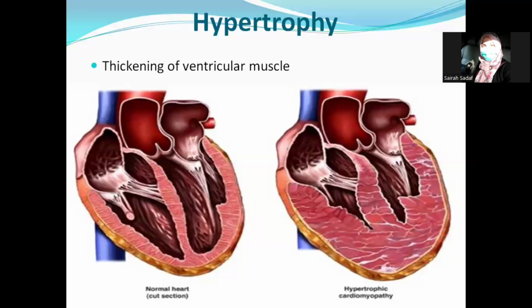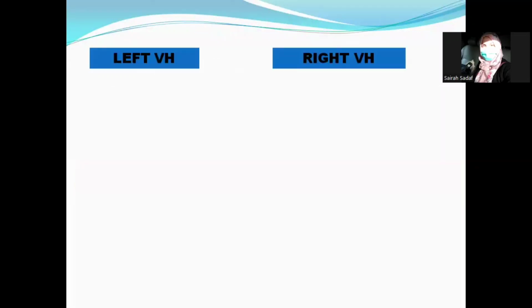What is hypertrophy? Hypertrophy is the thickening of the ventricular muscles. And now left ventricular hypertrophy and right ventricular hypertrophy. How can we suspect that a patient is having left ventricular hypertrophy or right on ECG without doing echocardiography? We can do echocardiography later to confirm our diagnosis or confirm our suspicion.